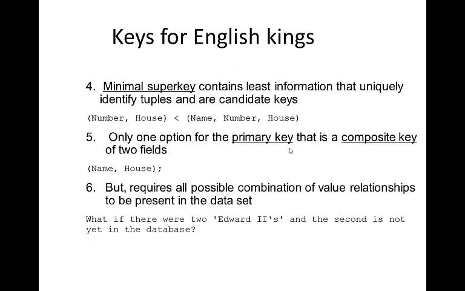The minimal superkey is the one that contains the least information that uniquely identifies tuples, and that gives the candidate keys. We can see that name and number is obviously less data than name, number and house, because it's 2 fields versus 3 fields. So name and number beats name, number and house. We've only got one option for the primary key, and this is a composite key because it's made up of two fields.